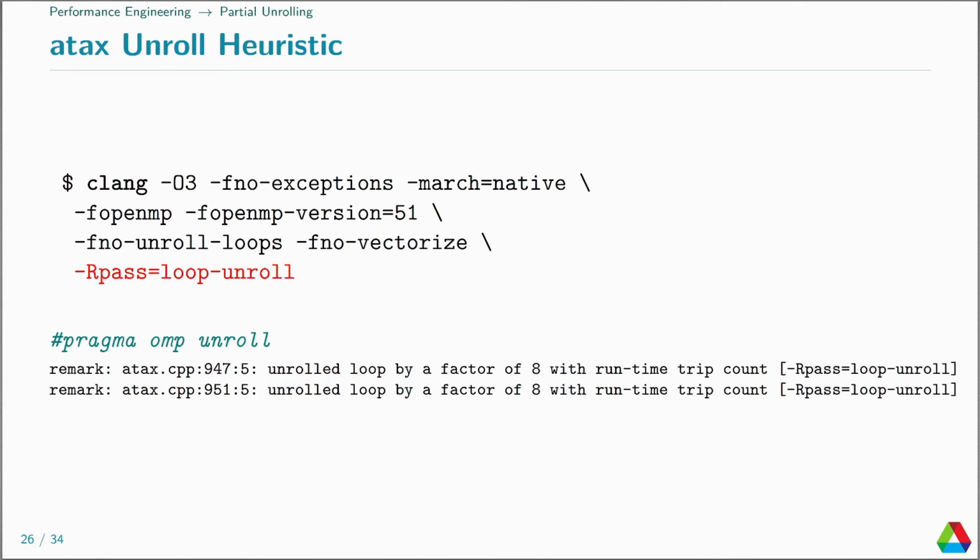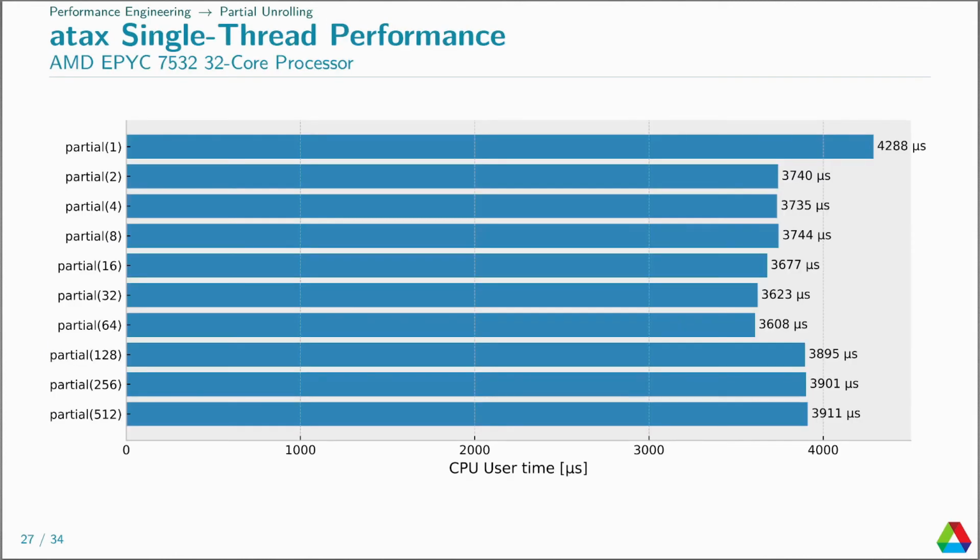And the output shows that it has decided to unroll by a factor of 8. We're going to see whether this is a good choice or could be better. So this execution on the AMD machine with no unrolling, or an unroll factor of 1, we have the worst performance. And the more we unroll, the better the performance gets, until we reach a maximum at an unroll factor of 128. I assume this is because the inner loop reaches the bounds of the L1 cache.